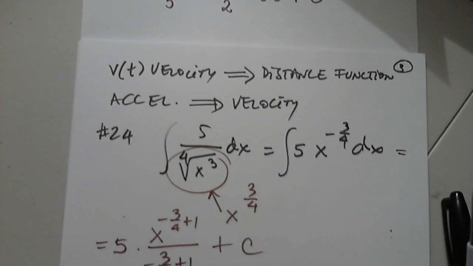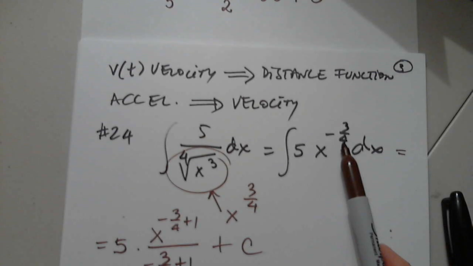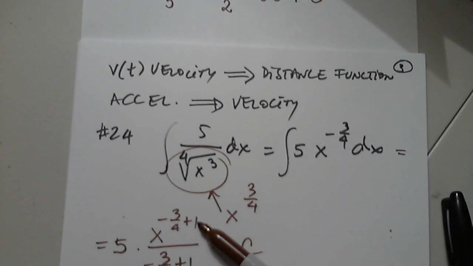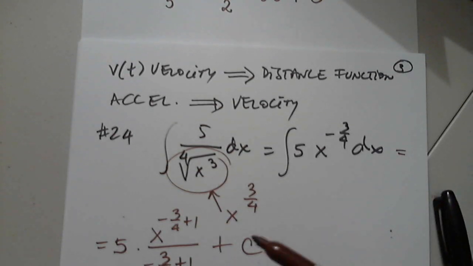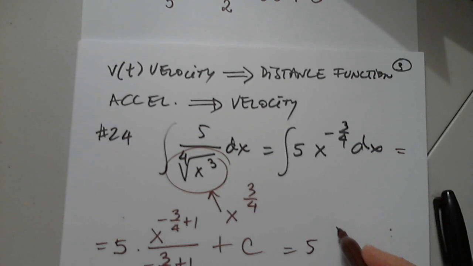5 stays outside. I increase the power by 1. I divide by exactly the same number. And in this case, there is nothing else, so I have to write plus a constant c. 1 minus 3/4 is 1/4. So then I have 5x to 1/4 over 1/4 plus c.